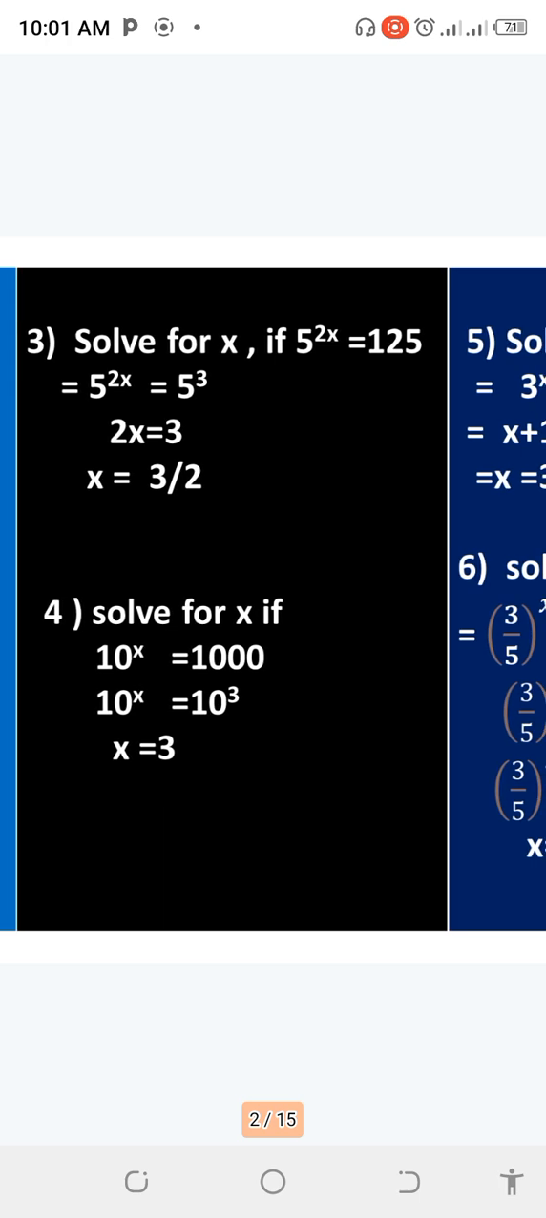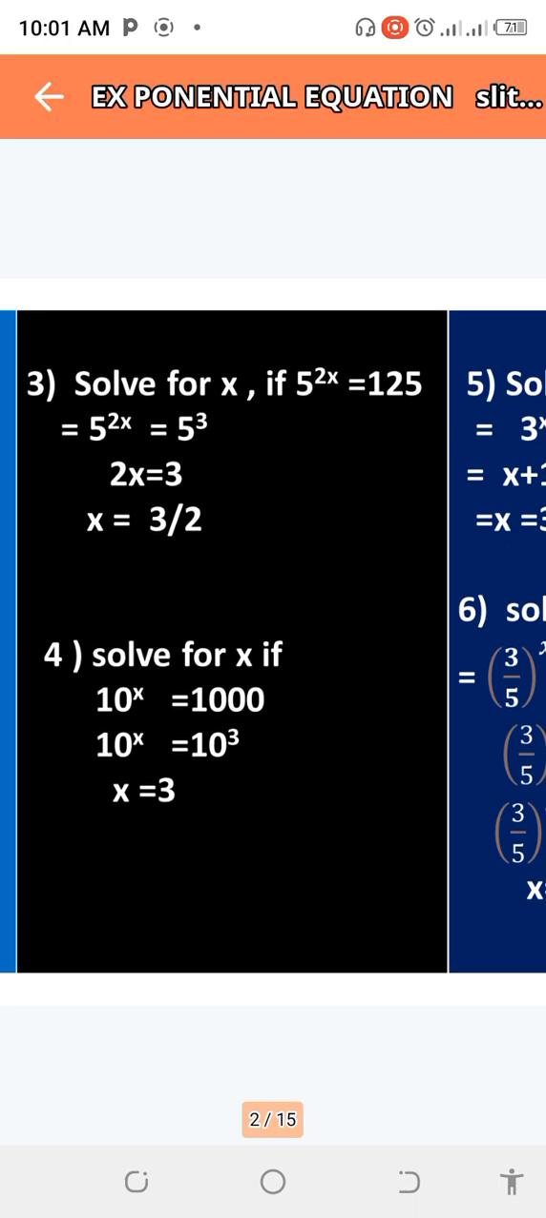The next question says, solve for x if 5 exponent 2x is equal to 125. The same thing, 125 is in the power of 5. So we change them to the same base. We have 5 exponent 2x is equal to 5 exponent 3. And the bases are the same. The base cancels out the base. We now have 2x is equal to 3.